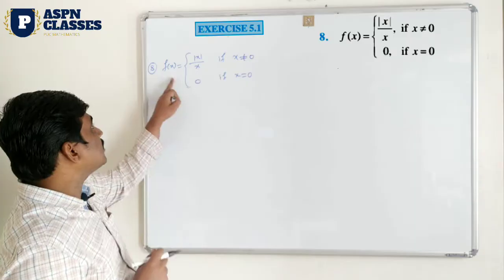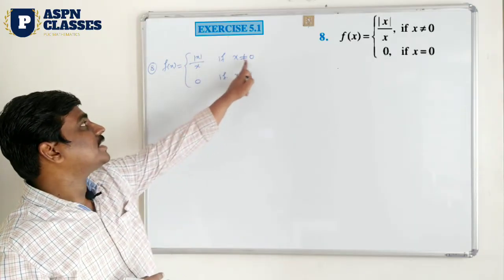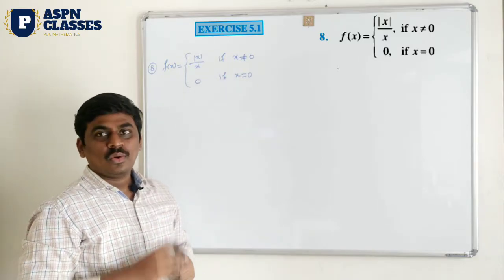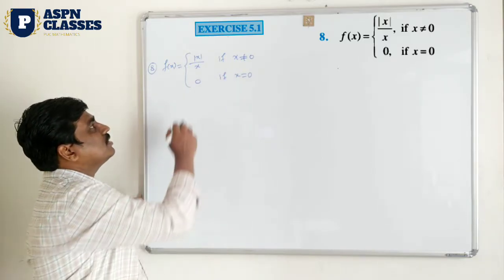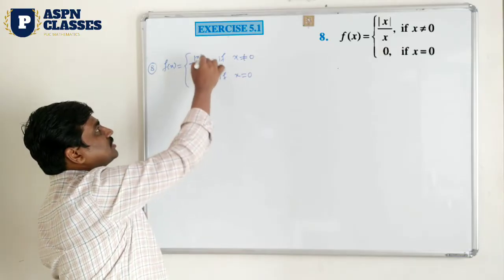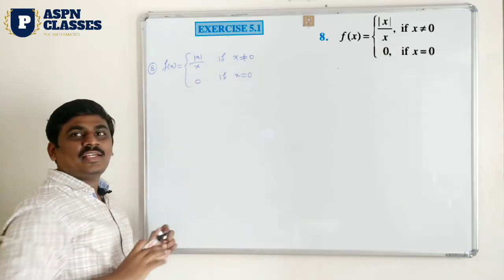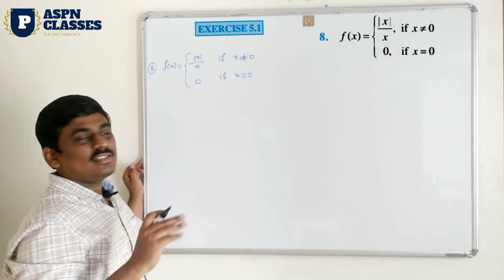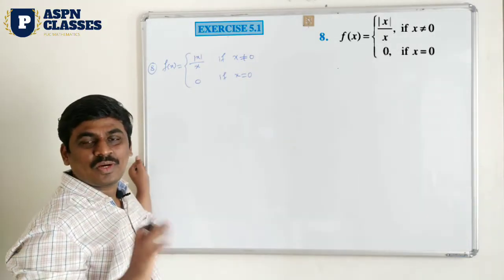What is given here? f of x is equal to modulus of x divided by x if x is not equal to 0, and 0 if x is equal to 0. Now observe, this complete function is actually the signum function. In first year you already studied it. In the signum function, there are minus 1, 0, 1.